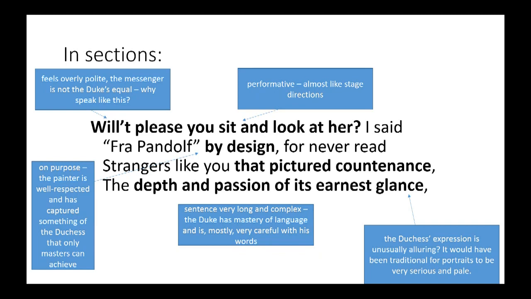That's why the Mona Lisa is considered such a rogue and famous painting, because there's that smile. What is she smiling at? And here we've got that in the description. What is it that she's smiling at? It's alluring. There's a little bit of an opposite going on here with depth and passion and earnest.